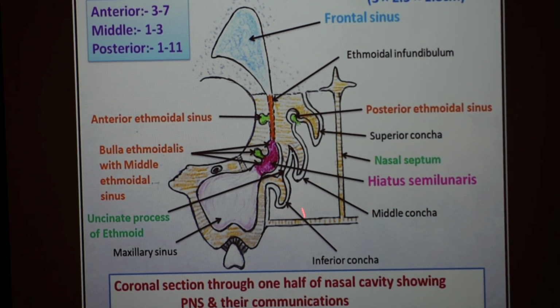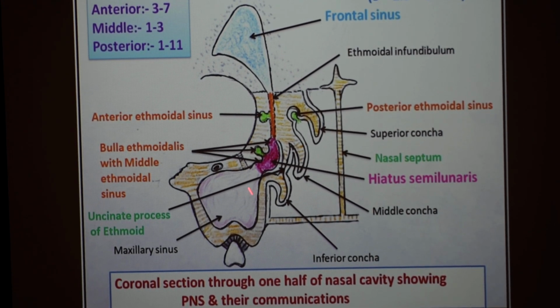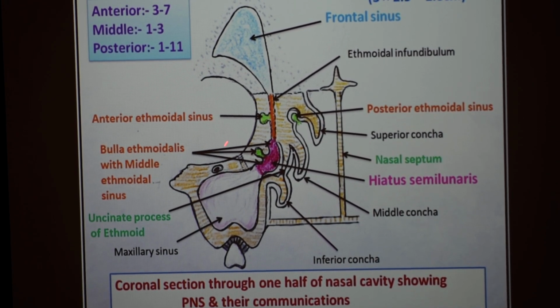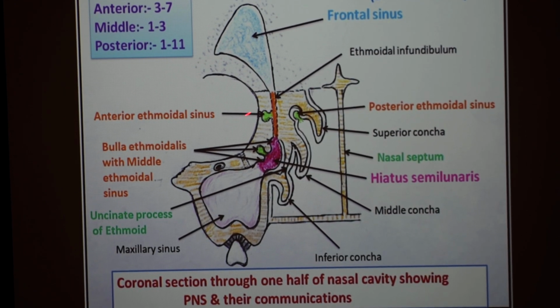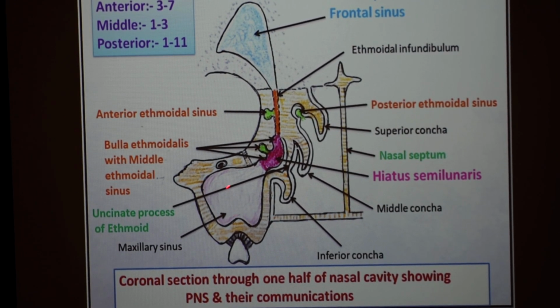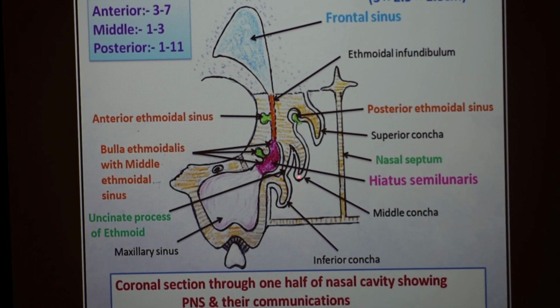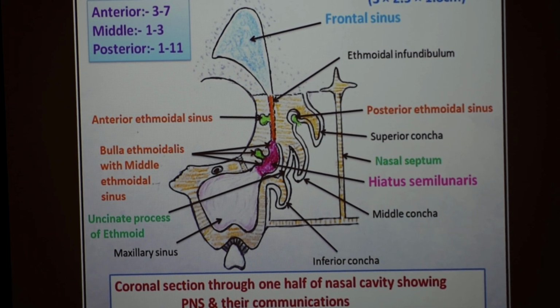So this coronal section showing these 3 concha: superior, middle and inferior nasal concha. This one is the nasal septum. This diagram showing one half of the nasal cavity and the communication of the paranasal air sinuses. This one is the maxillary air sinus. This one is the uncinate process of the ethmoid bone. So this is about the frontal air sinus and ethmoidal air sinus.